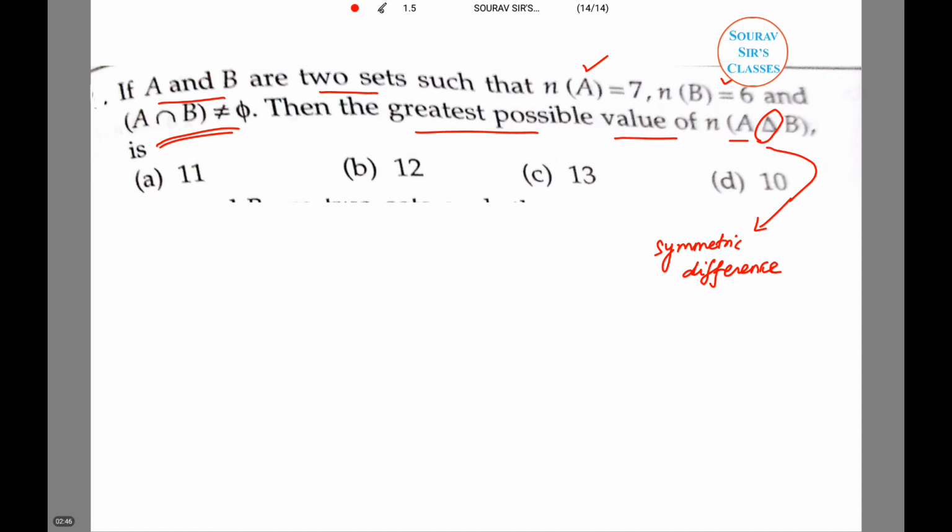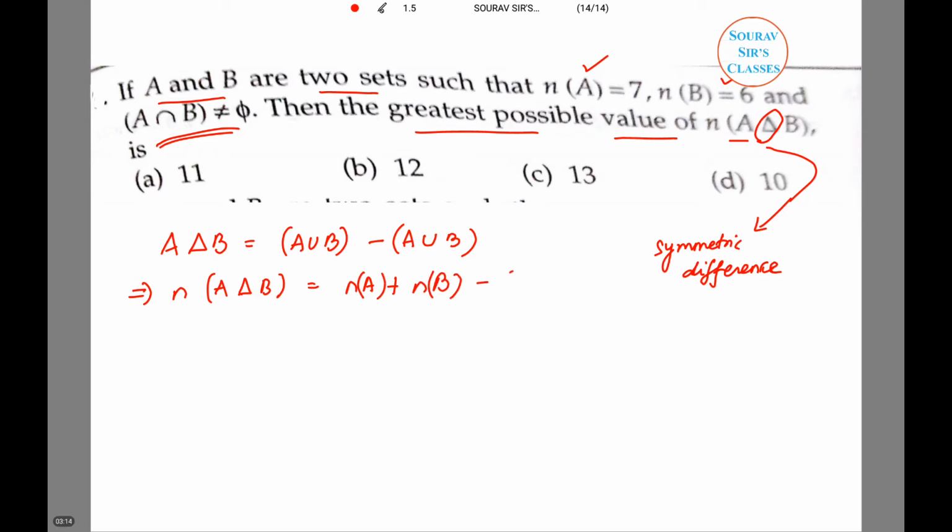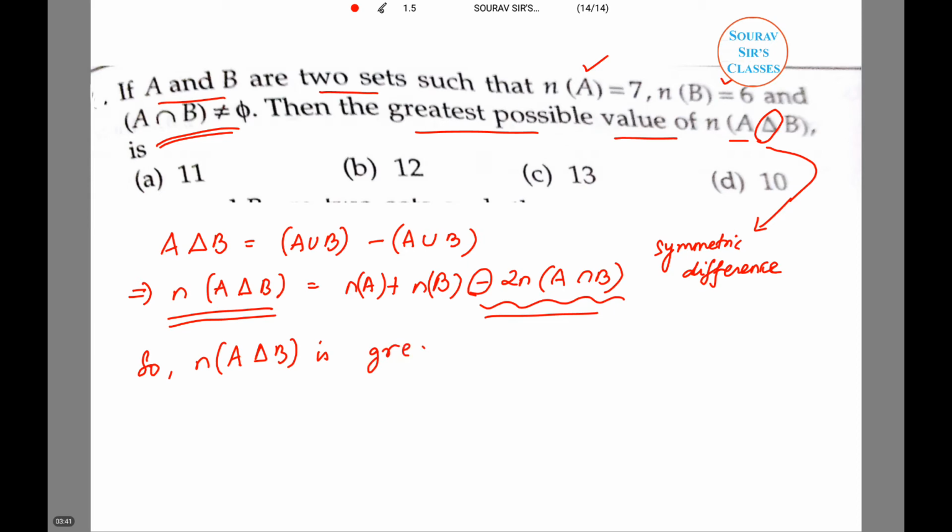So we have A Δ B is equal to (A union B) less (A intersection B). This implies n(A Δ B) is equal to n(A) plus n(B) minus 2n(A intersection B). The only term with a negative sign is this one, so n(A Δ B) will be highest if the term with a negative sign is least. So n(A Δ B) is greatest when A intersection B is least.